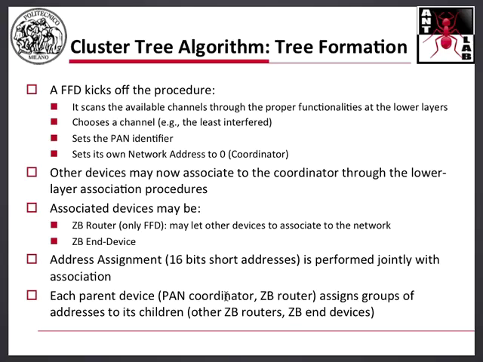Now the network is on, which means that depending on whether the node is operating in beacon-enabled or non-beacon-enabled mode, it will start sending beacons periodically, for example. And it will signal in these beacons its own PAN identifier, the identifier of the network, and its own network address. So all the other devices around the coordinator may now associate to it, using again lower layer procedures which we have seen last time.